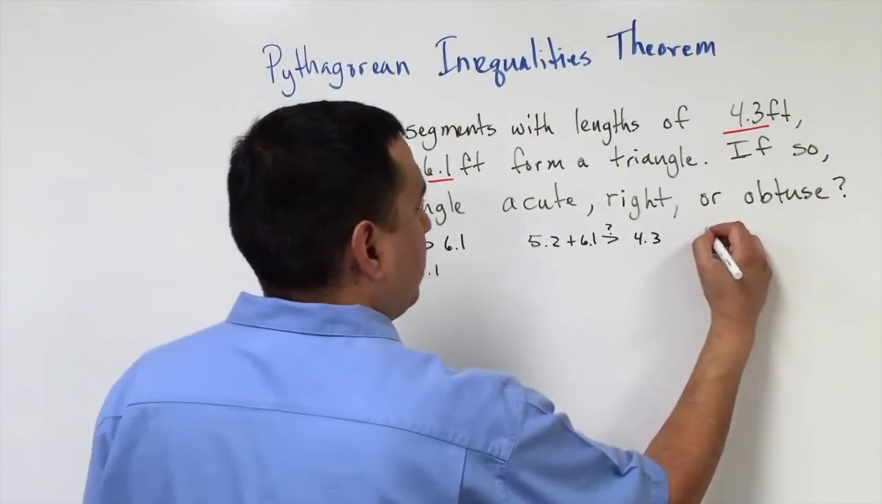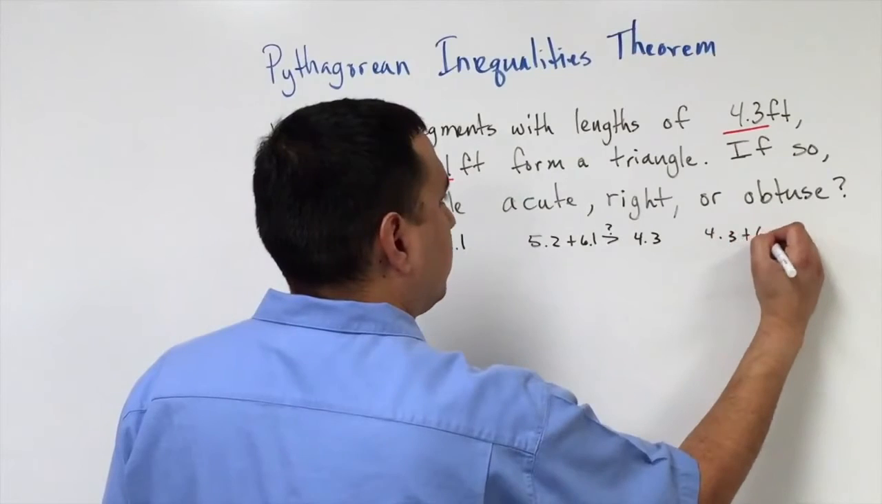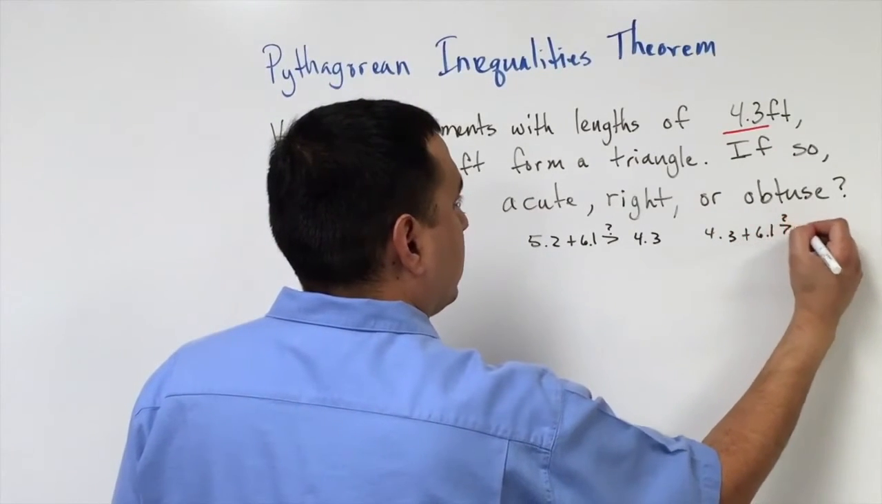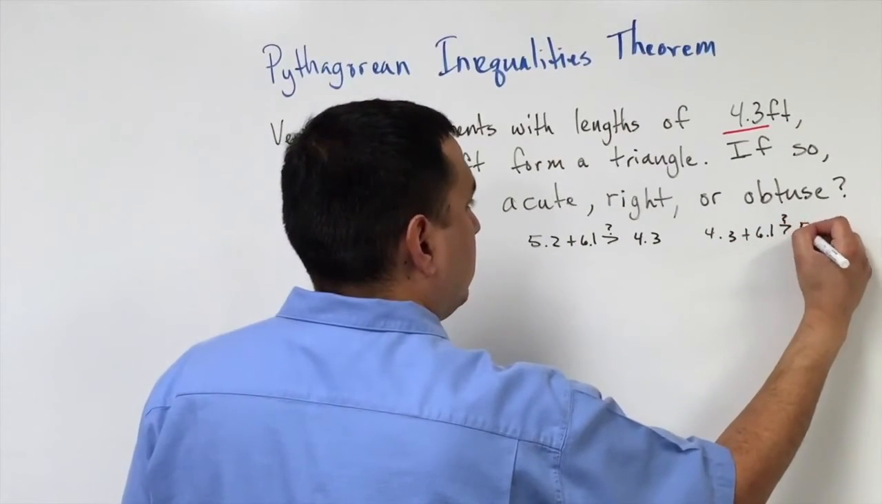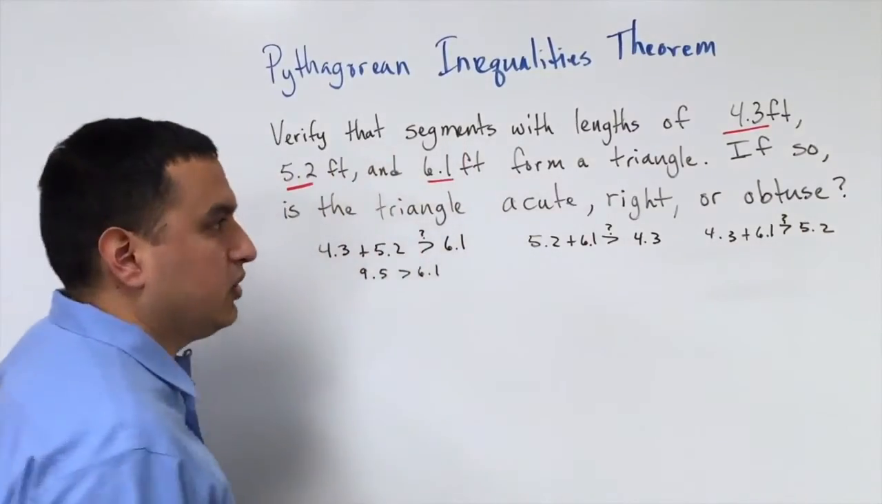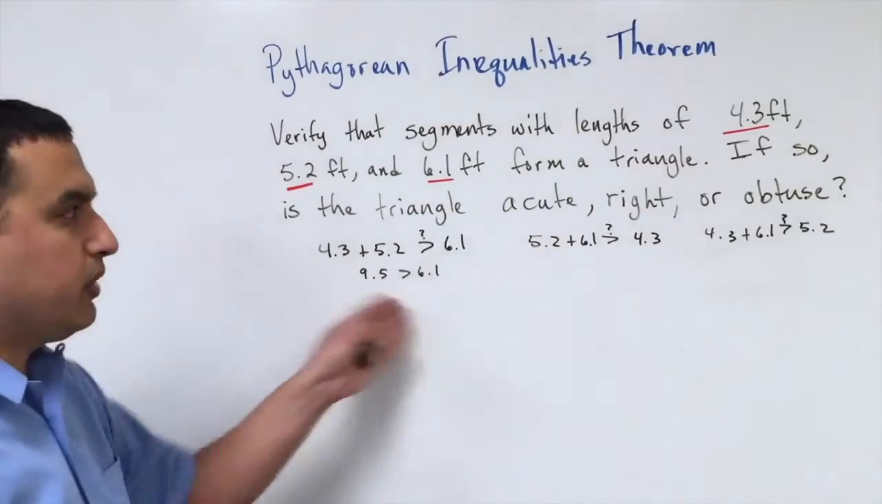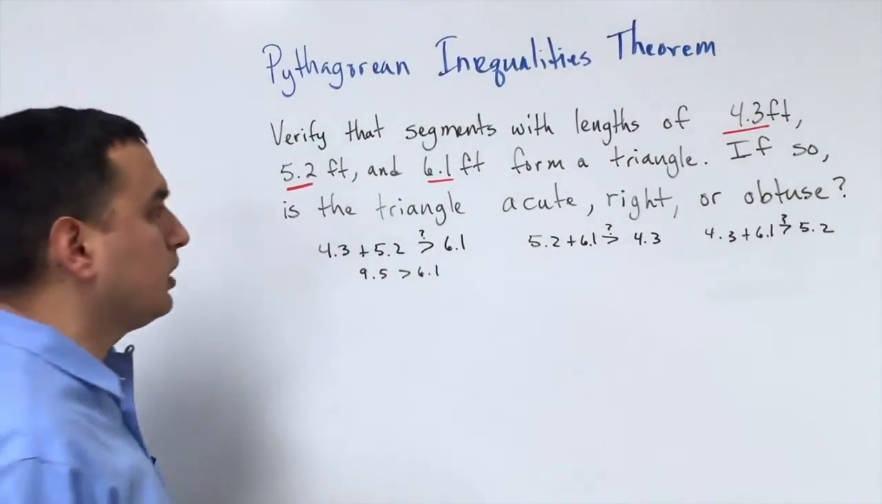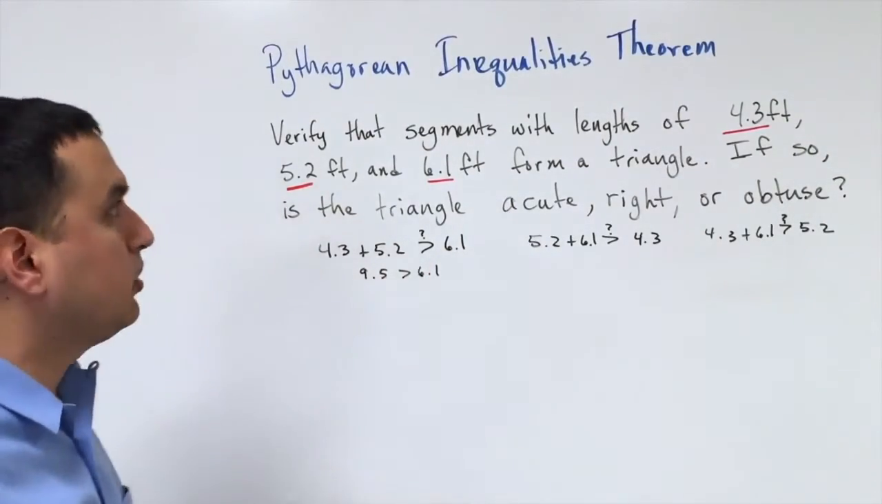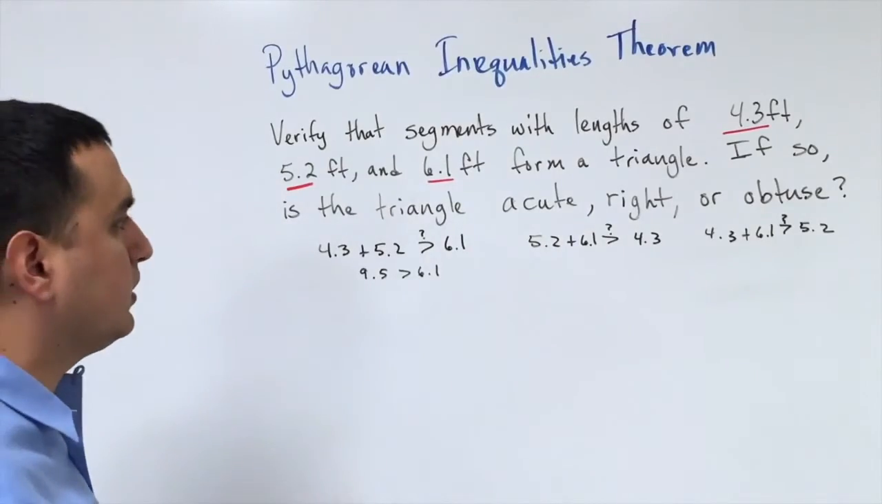You'd have to check 5.2 plus 6.1 and see if that is greater than 4.3. Obviously it's going to be, because both of these are greater than 4.3 by themselves. Then you would have 4.3 plus 6.1. Is that greater than 5.2? Which again, that's going to be greater because this one by itself is greater than 5.2. So all three combinations work. So this would in fact make a triangle, which means we can use the Pythagorean Inequalities Theorem.